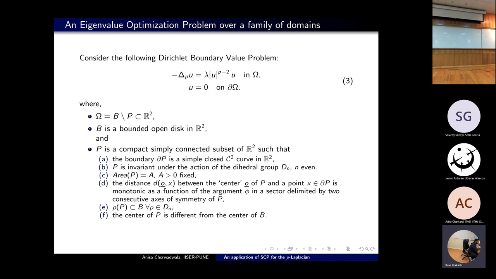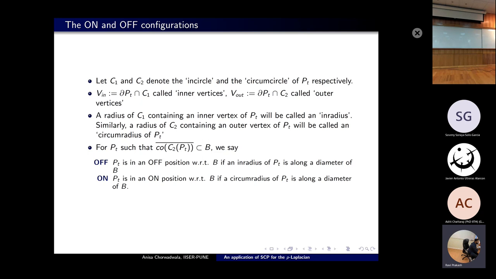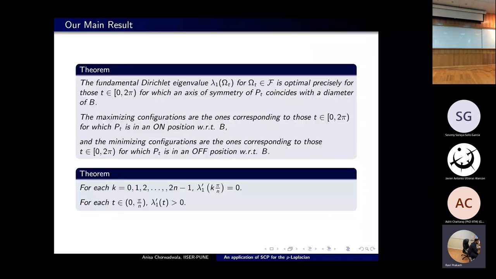Okay, I already explained all these things. So the result is like we want to find λ1 minimum and λ1 maximum among this family of domains. All these things I already explained. This also I explained. So this is the statement of the result. The fundamental Dirichlet eigenvalue λ1 of Ωt, where Ωt belongs to this family of admissible domains, is optimal precisely for those t for which an axis of symmetry of the inner domain coincides with the diameter of B.